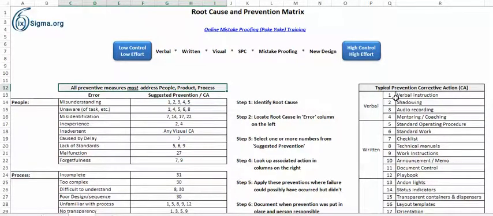So it may require some kind of verbal instruction, shadowing another person, an experienced person, some kind of audio recording as a means of instruction, maybe some mentoring or coaching, or perhaps a standard operating procedure. And then what you would do is you would take one or more of those, implement them, and the intention is to then prevent a misunderstanding by people in the future.